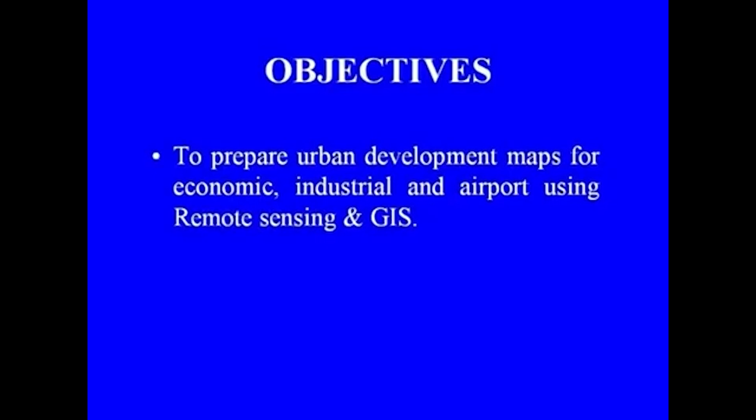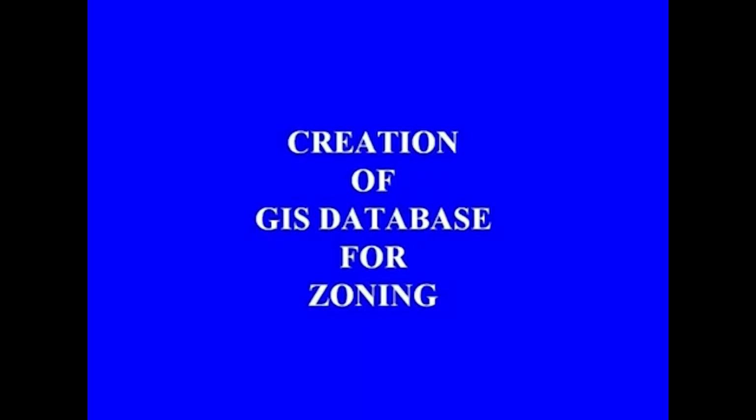With this background, I now take you over and describe what is the objective of the study which has been undertaken. The objective is to prepare urban development maps for economic, industrial and airport using remote sensing and GIS. As we all know, for a GIS based analysis, the first step is to create a GIS database, and this database would be used for creating different zones.